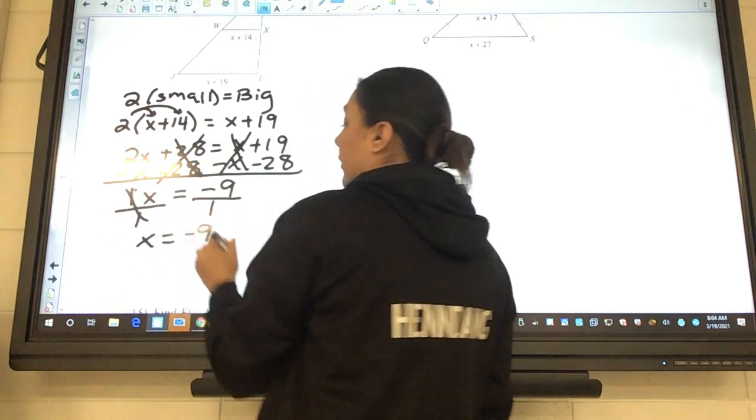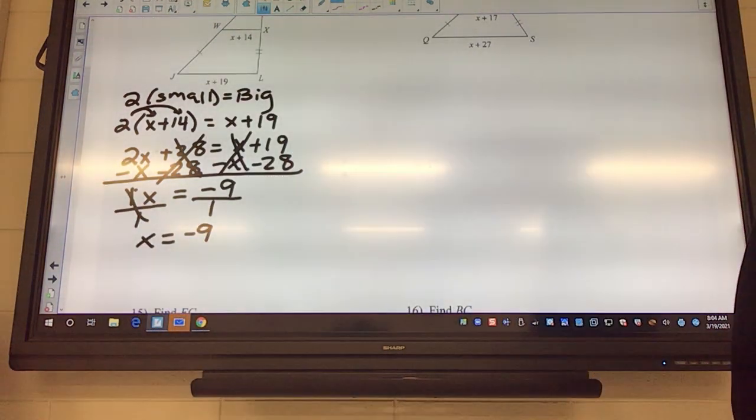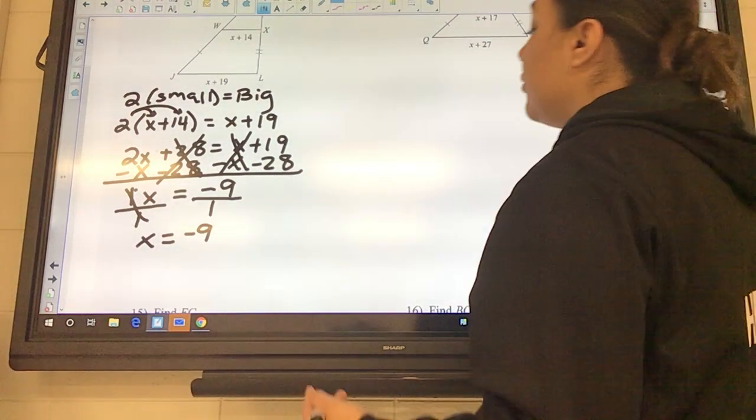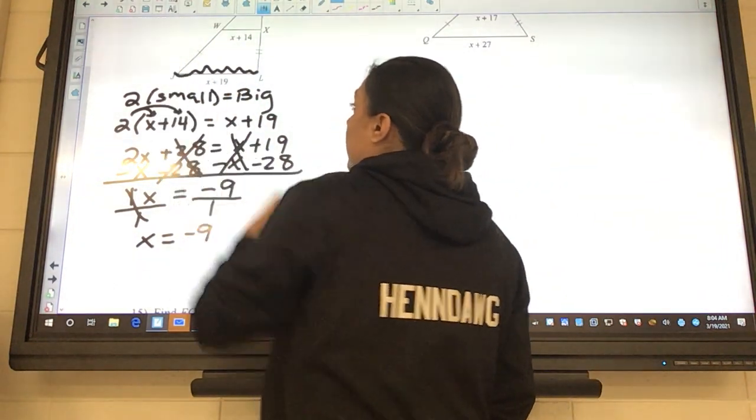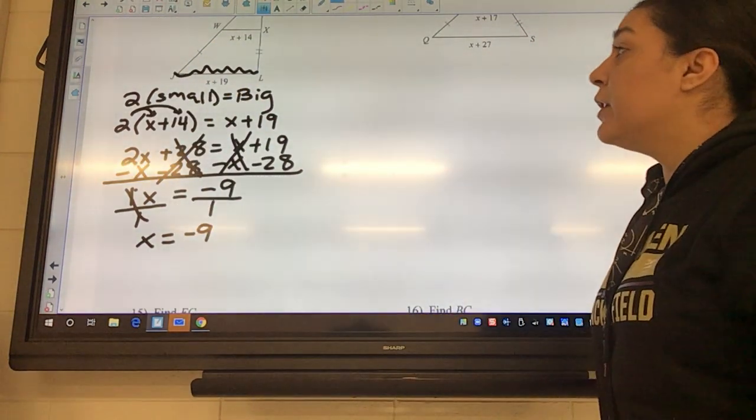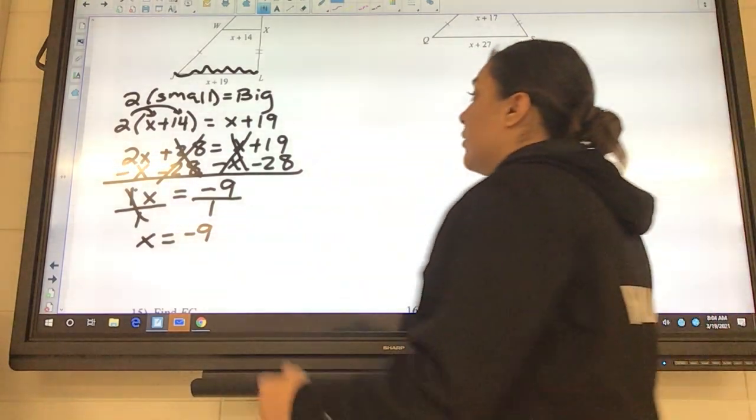X equals negative 9. Now, on the last problems, you stopped there, which is great. If you get that far, like, cool. Okay, but it actually wants you to find the segment. I want you to find JL. Okay, I want you to find what the segment is. Okay, and so we know that JL is x plus 19, and so you're going to plug that in.